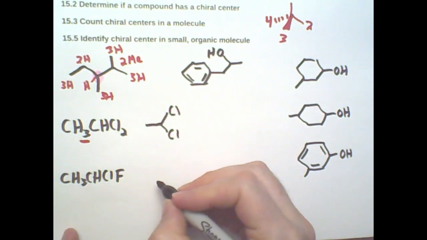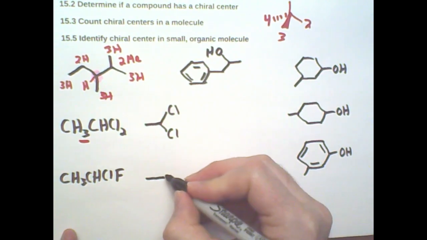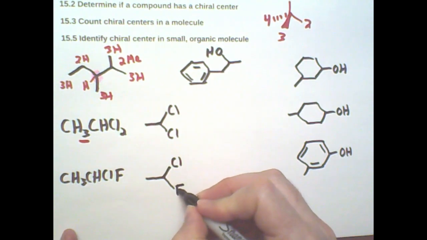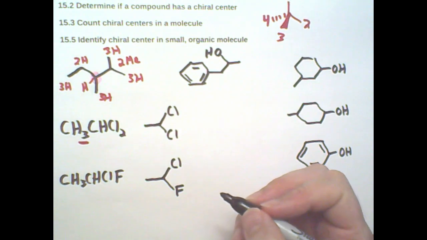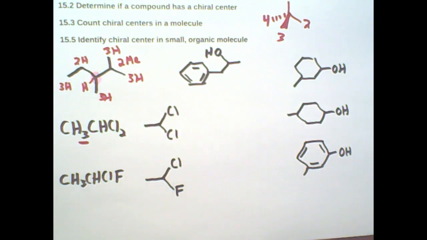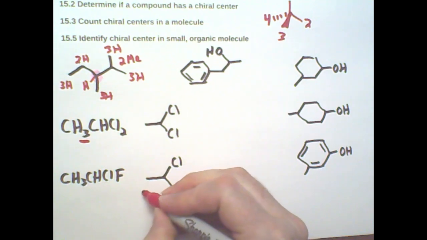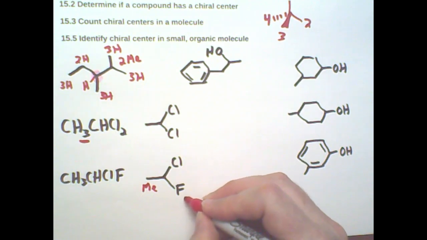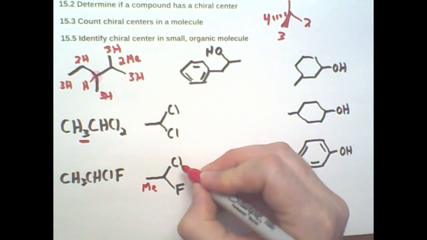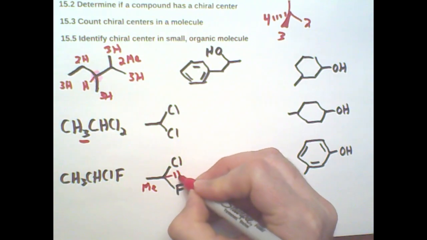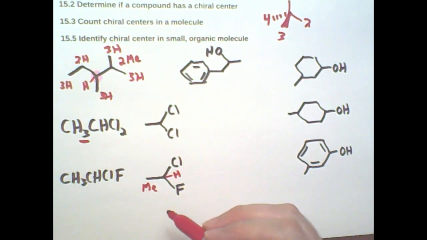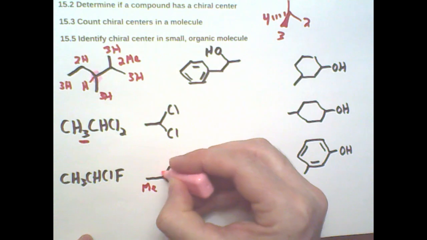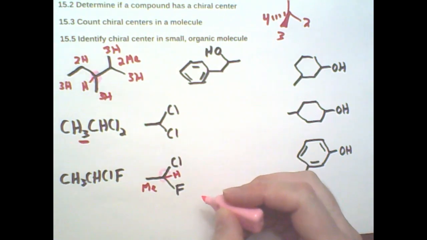Let's go to this molecule, very similar. But now one of the chlorines is replaced with a fluorine. Now we've got a methyl group, a fluorine, a chlorine, and an implicit hydrogen. This has 4 different groups. So we could highlight it and say this has a chiral center.